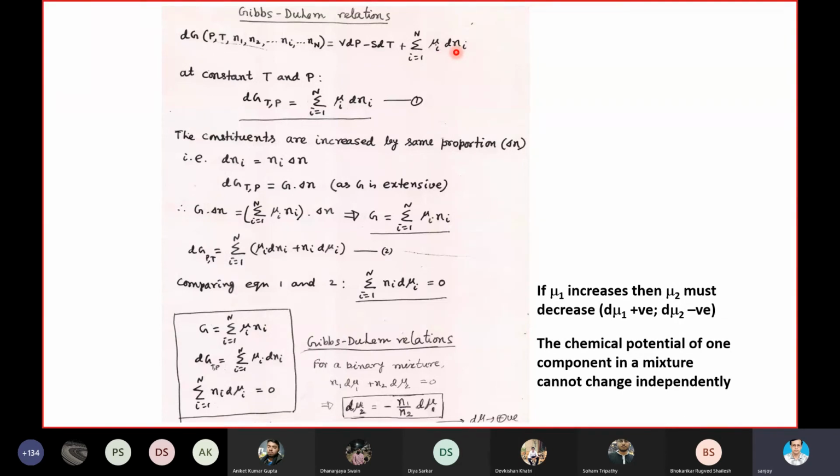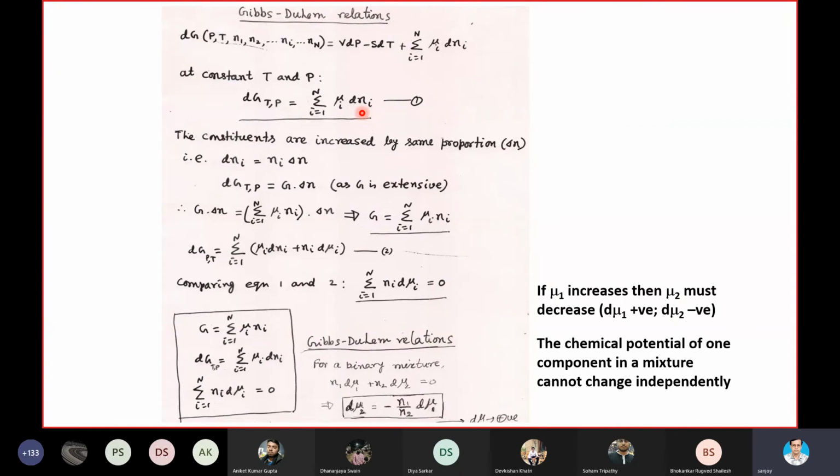So chemical potential mu i into dNi, where dNi is the small change in the amount of the ith component. Multiplied by mu, that gives you the contribution to Gibbs energy change from component i, and then you sum it over all the constituents. Now, if you apply constant temperature and pressure, these two terms disappear. So at constant temperature and pressure, you can simply write the Gibbs energy change as the sum of mu i dNi. This is one of the equations for open systems.